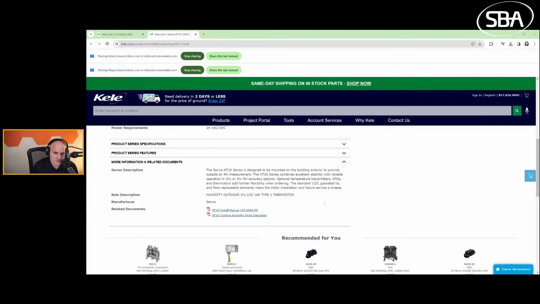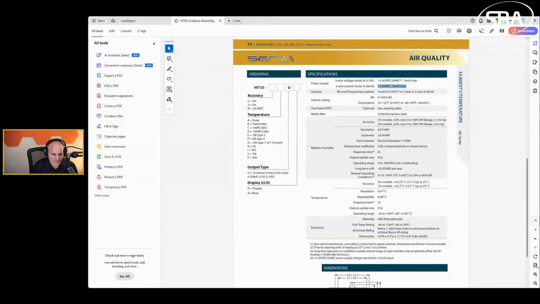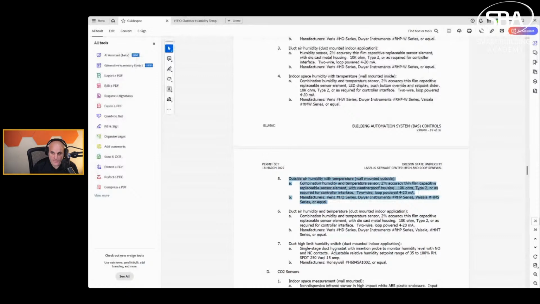So I hope at this point you've seen me take what I know about my inputs, take what was in the specification, which I'm going to bring up again real quick. Here we go. Identify what I need. And you'll notice the sensor that I chose is not listed on here, but it says or equal. Typically, not always, but typically if it says or equal, that means I can just substitute it in. I don't have to submit an alternate. I can typically just put that in.